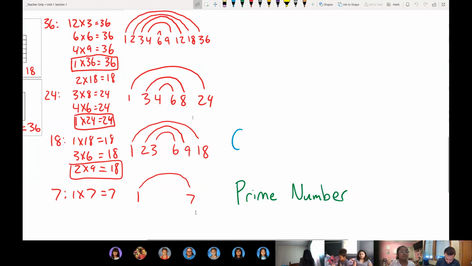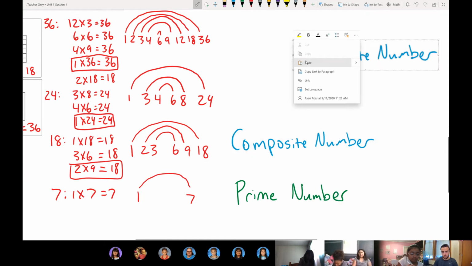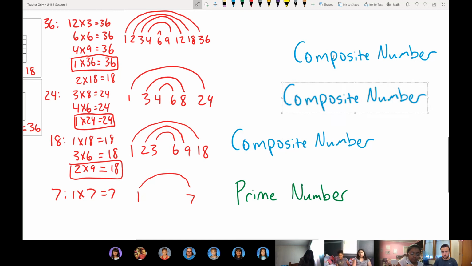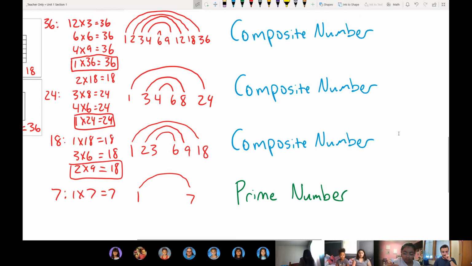The other numbers have another word for them. Composite number. Let me grab this. Oops. Grab all of it. There we go. Let me copy, paste, paste. There we go. Save me from writing it 2 more times.